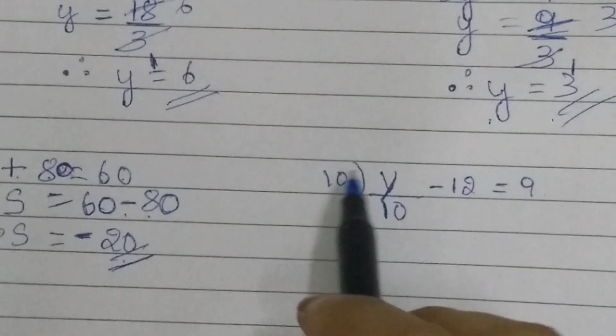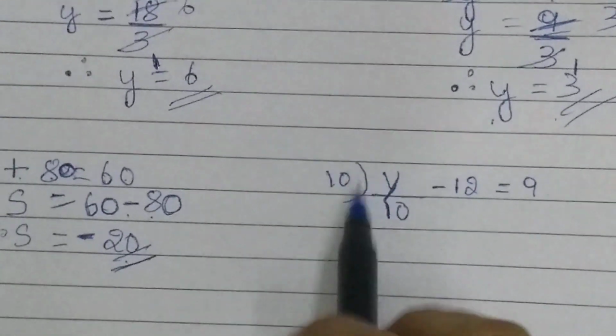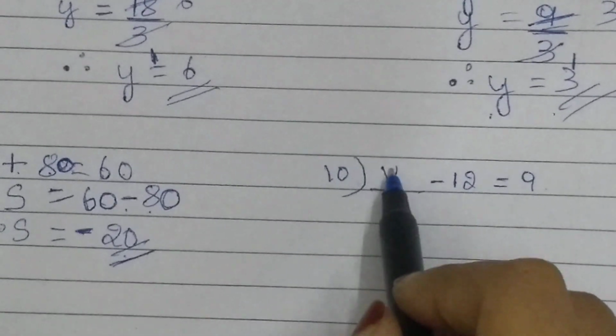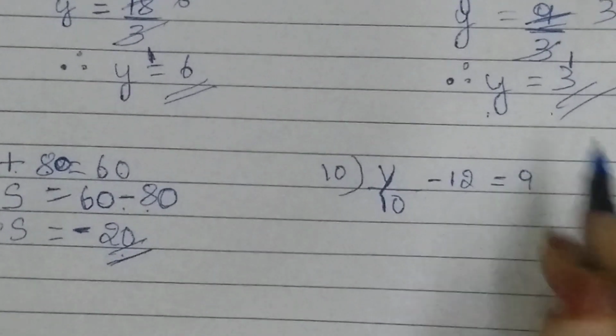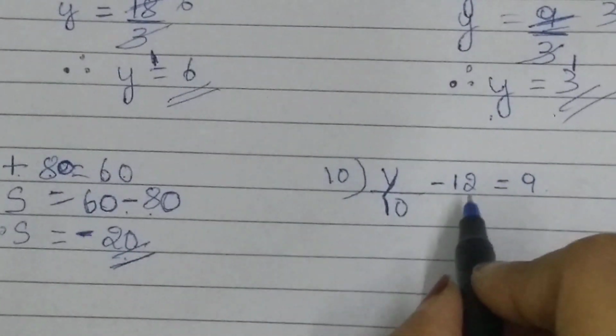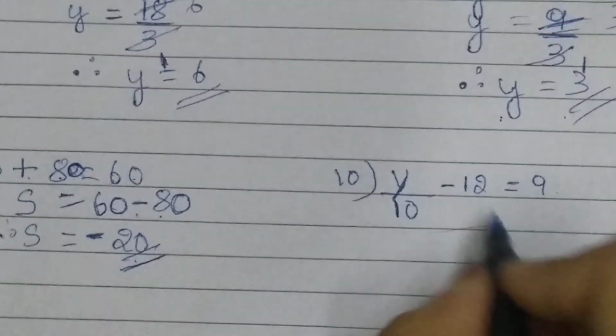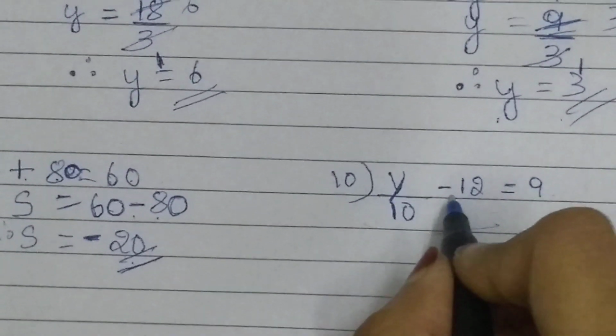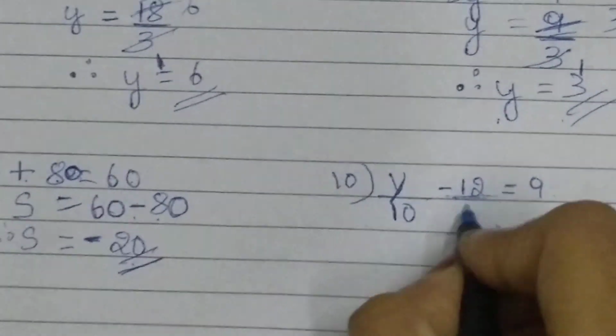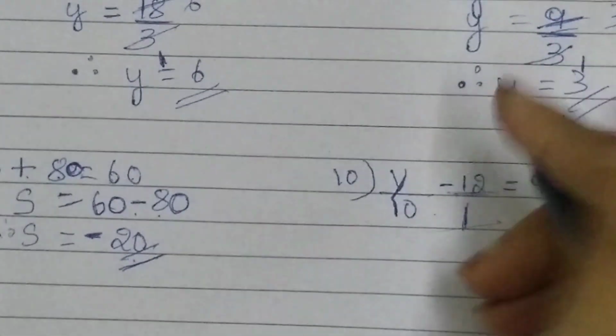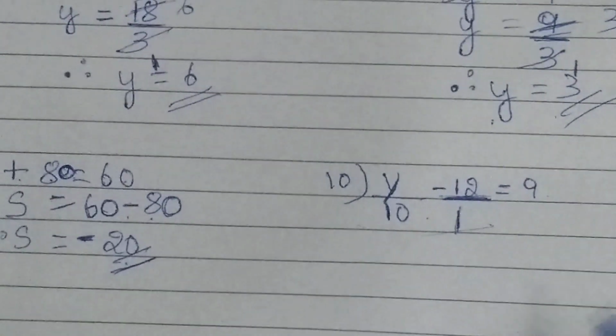So now we will do this 10th sum of the simple linear equation chapter. See, this is the question. Y by 10 minus 12 is equal to 9. See, now just see, you don't have any denominators here. First we'll solve this much. The denominator here, if it's not there, you will assume as 1. We'll assume the denominator here as 1.